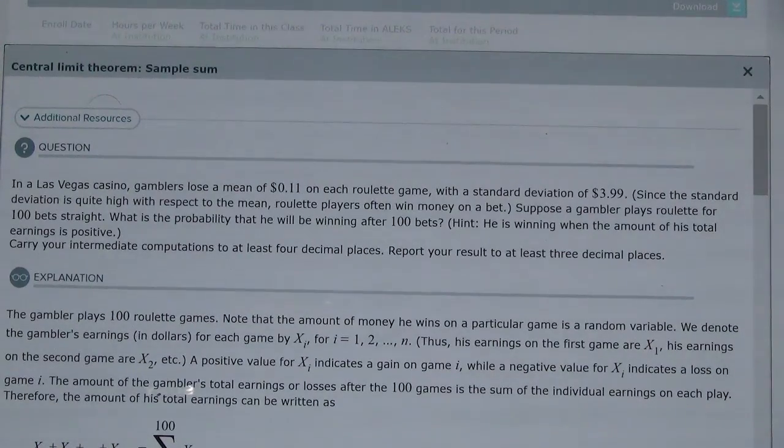All right, I'm going to do a couple examples here of the central limit theorem sample sum. And so I pulled these up off your report.